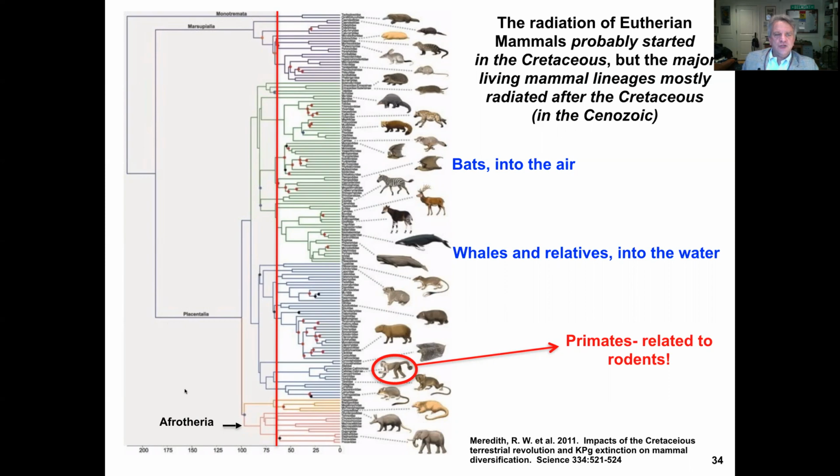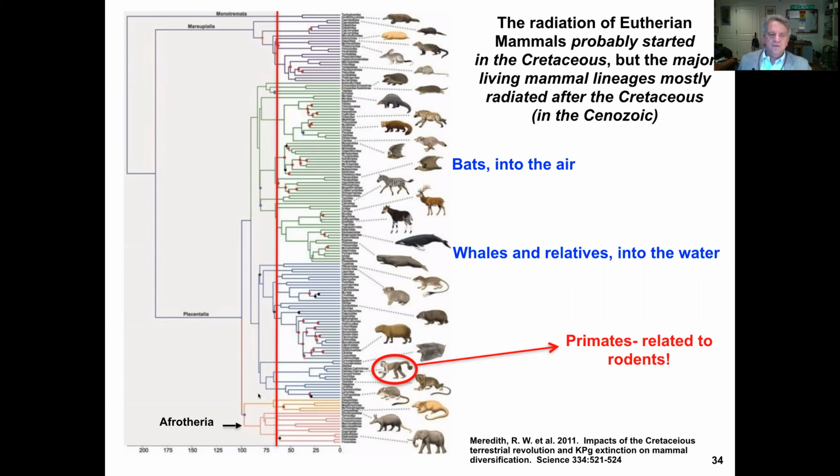So the diversification that happened in the Cretaceous would all be on the left side of that red line. All of the diversification events that happened in the Cenozoic following the Cretaceous would be on the right side of that line. So here are the placental mammals, here are the marsupials, and there are the monotremes, the duck-billed platypus and echidna. Marsupials and placentals share a common ancestor about 180 million years ago. All of the placental mammals share a common ancestor about 100 million years ago.